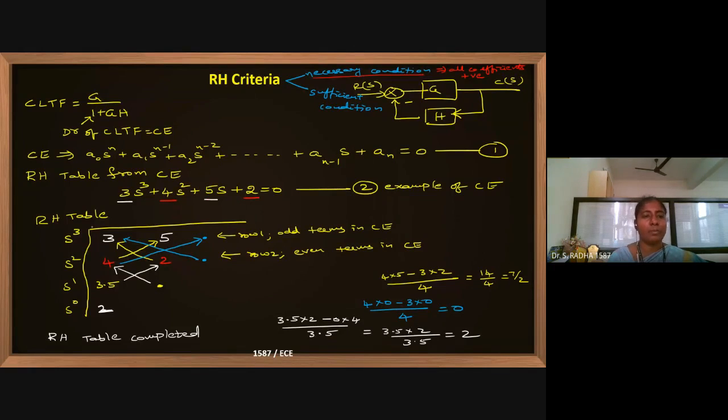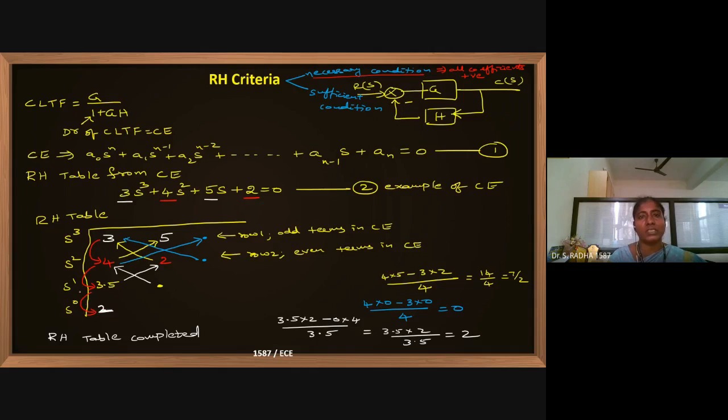But we have to complete the RH table and check for any sign changes. This is positive 3, then positive 4, no sign change. Positive 3.5, positive 2, no sign change. Sometimes if it is minus 3.5, you will have positive to negative, one sign change, and again negative to positive, another sign change. In that case, there are 2 sign changes. If the last element 2 is negative, then in the last case we have a sign change from positive to negative.